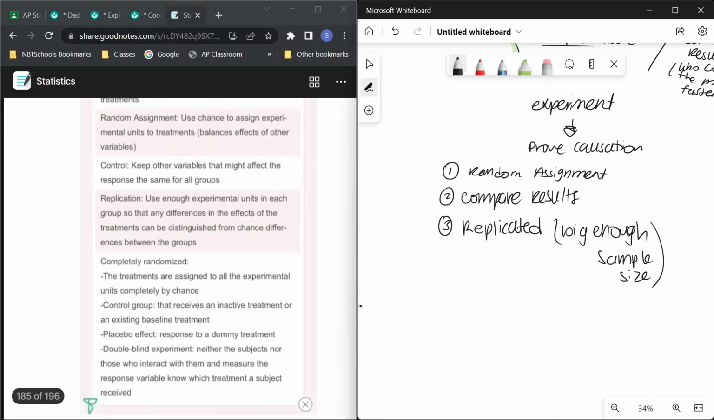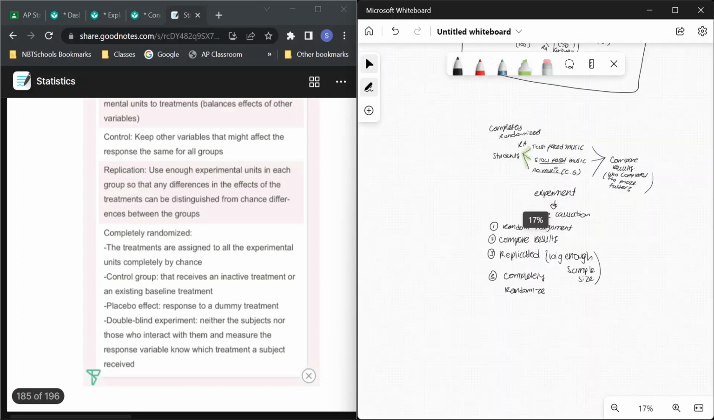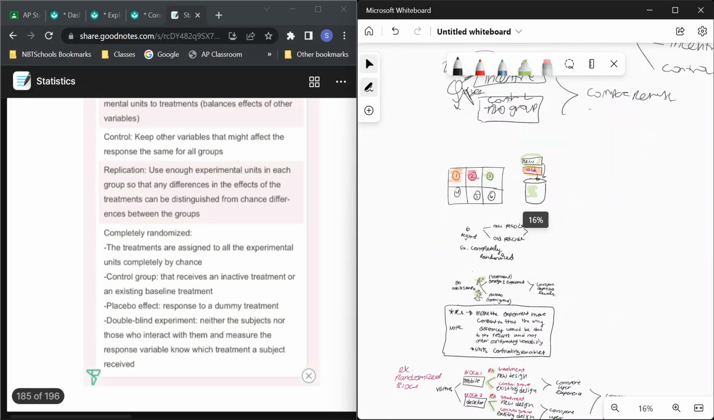They have to be completely randomized. So note that every experimental design is completely randomized. If you take a look back at our notes from the beginning, let me go and show.